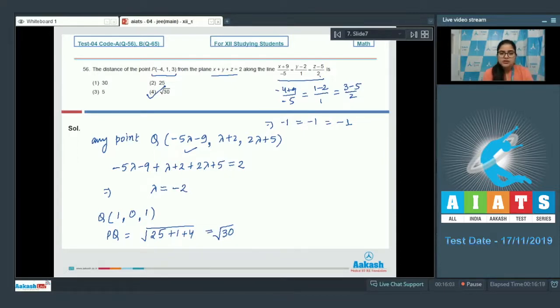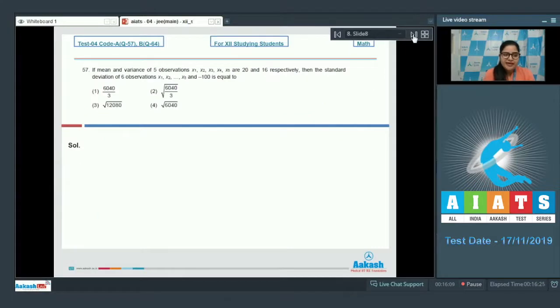Question number 57. If the mean and variance of 5 observations x1, x2, x3, x4 and x5 are 20 and 16 respectively, then the standard deviation of 6 observations x1 to x5 and -100 is equal to. It is given summation of xi divided by 5 is equal to 20. So, from here summation of xi is equal to 100. Basically, summation of xi is x1 plus x2 plus x3 plus x4 plus x5.